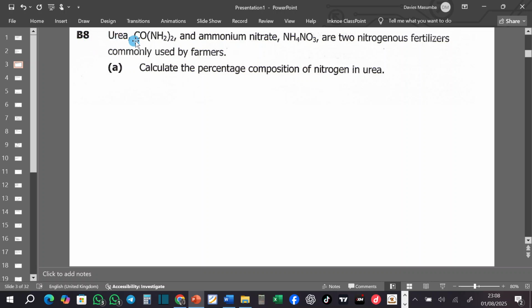B8. It is on urea, which is under nanometal. Urea, which is this, and ammonium nitrate, which is this, are two nitrogenous fertilizers commonly used by farmers. So then they're saying Roman numeral, but they're saying A, calculate the percentage composition of nitrogen in urea.